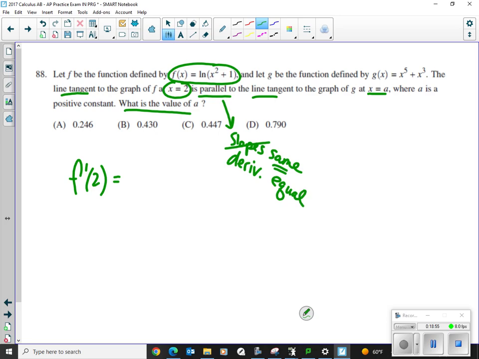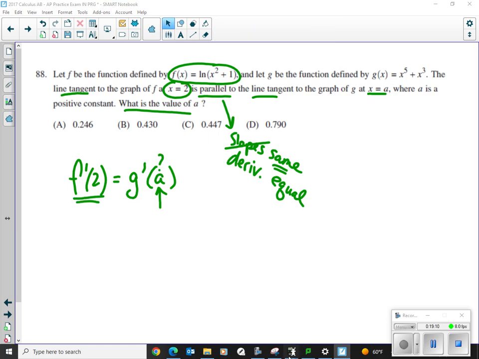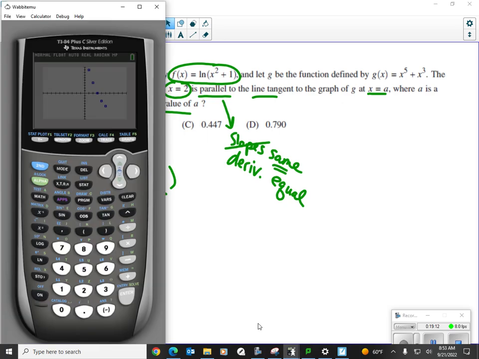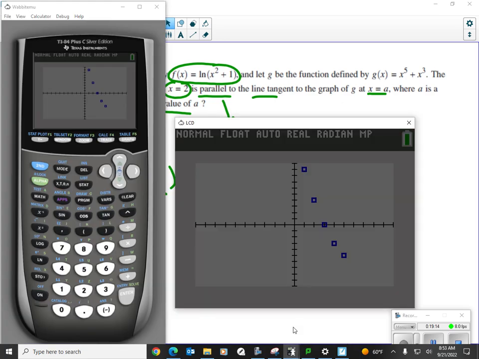Slope same means derivatives are equal to the slope or derivative of g at some value a. And we're just trying to find out what value would make it equal to whatever number that is. Again, this is calculator town, people. You in calculator town. You best know how to use this calculator.